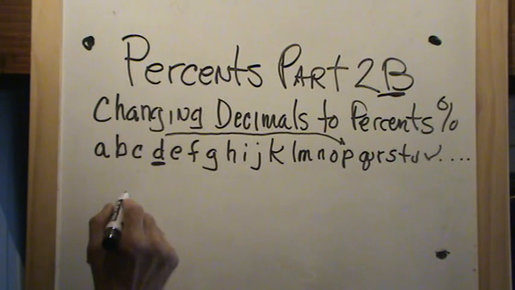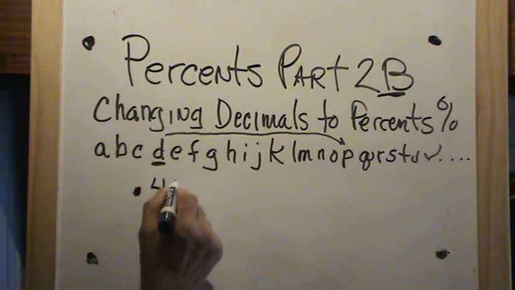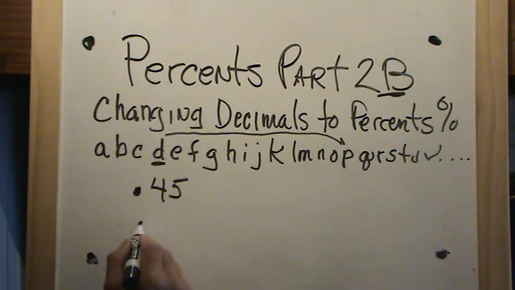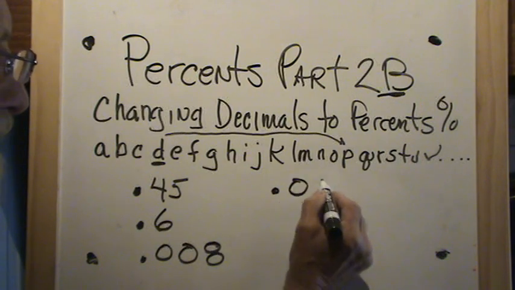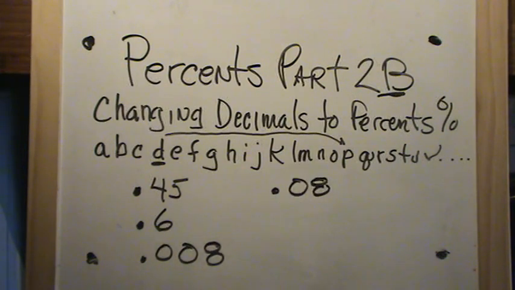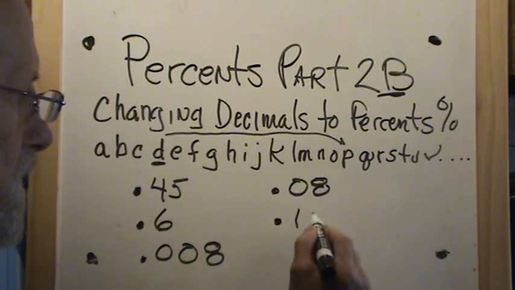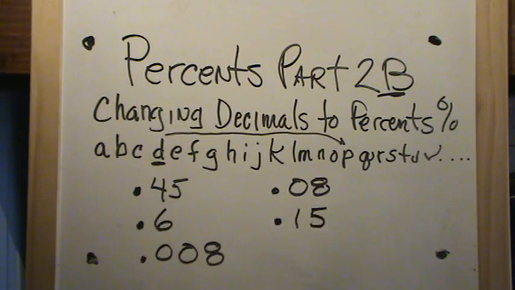Well, let me put some problems up. 45 hundredths. Let's go 6 tenths. Put up 8 thousandths. We'll put up 8 hundredths. And we'll put up 15 hundredths. Well, put the video or DVD on pause. Work the problems in your notebook or on a piece of paper, and then turn the DVD or video back on, and we'll go over the answers. So go ahead.